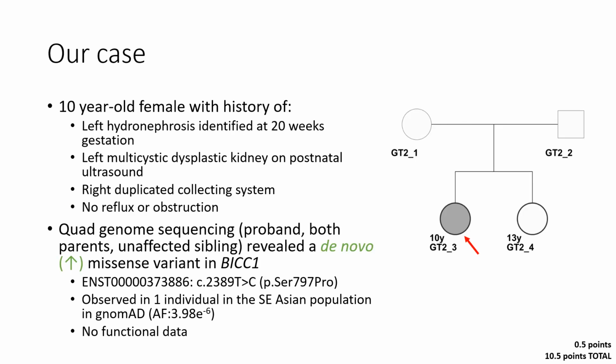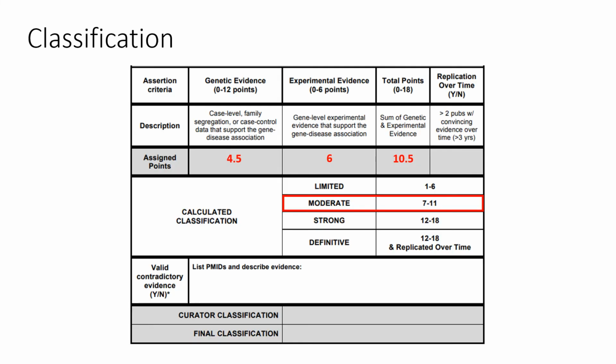How would they fit in this overall evaluation? So remember, our case is a de novo missense variant observed in a 10-year-old female with a history of left multicystic dysplastic kidney and right duplicated collecting system. This variant is present in gnomAD in a single individual, and as we discussed before, I don't think that's enough to rule this variant out as a plausible cause of disease, given the frequency of renal anomalies in the general population. We do not have functional data in this case, but because it is de novo, I am upgrading the default missense score to 0.5 points.